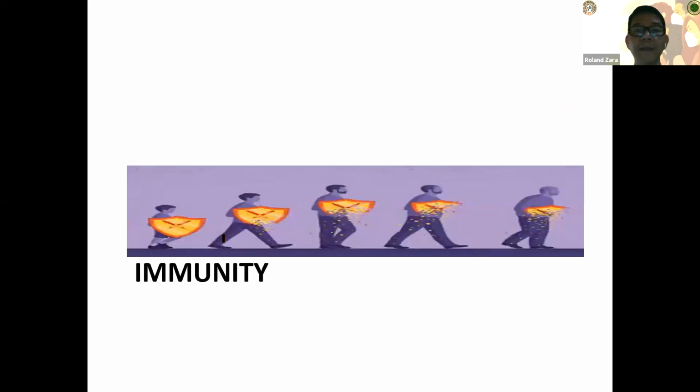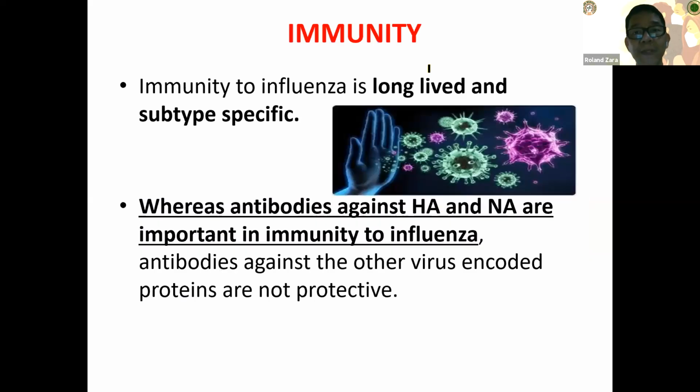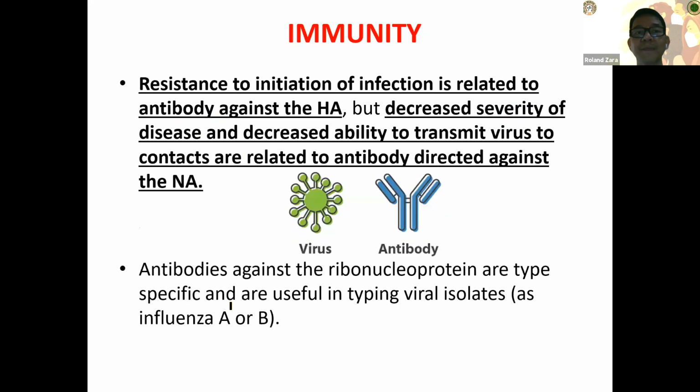Okay, so what about immunity? Your immunity to influenza is long-lived and subtype specific. So there is a vaccine which is subtype specific. Antibodies against HA and NA are important for immunity to influenza. They are protective. Resistance to initiation of infection is related to antibodies against your HA, but decreased severity of disease and decreased ability to transmit virus to contacts are related to antibody directed against the neuraminidase.